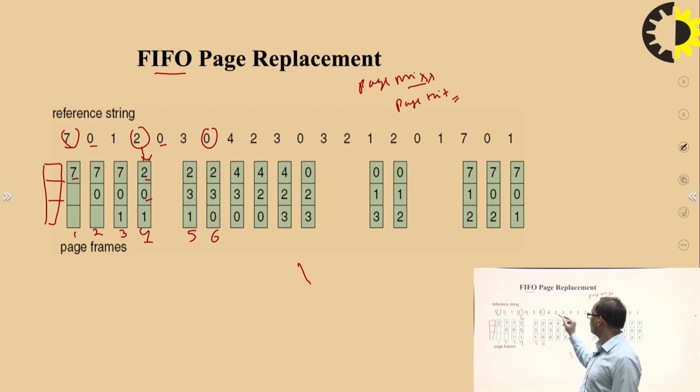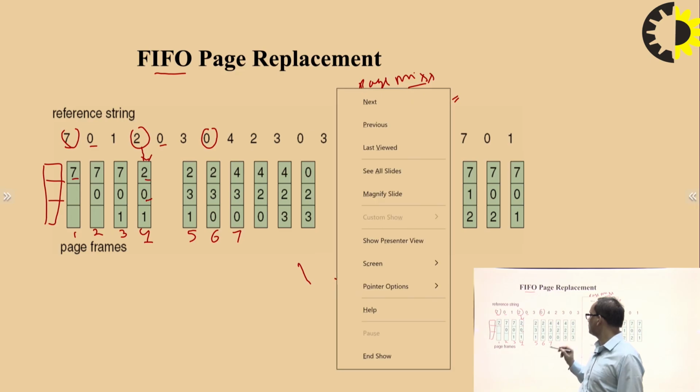Again 4. Page 4 is also not present in main memory, so the value of page fault will increase by 1. Page fault will become 7. Now among these 3 pages, which arrived first? Page number 2 arrived first. So 2 will be selected for the page replacement, and 4 will be loaded at this place.